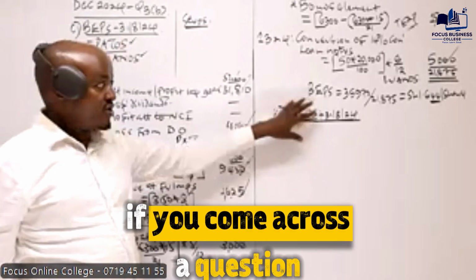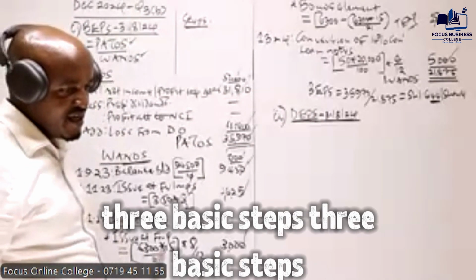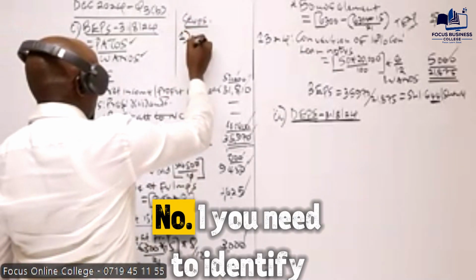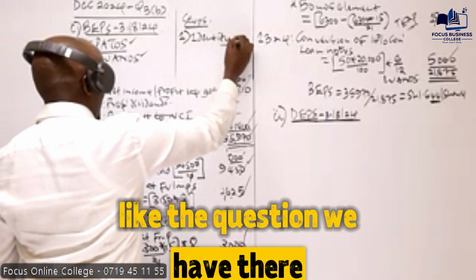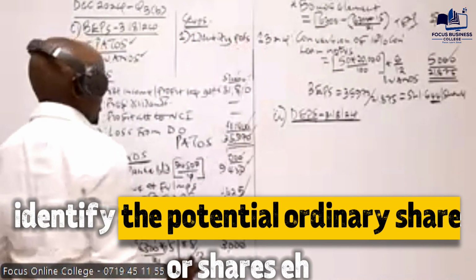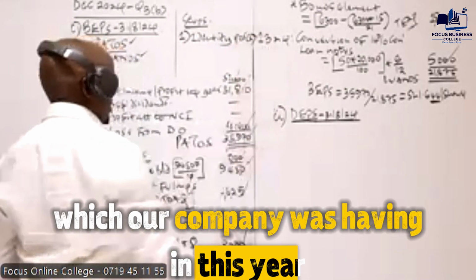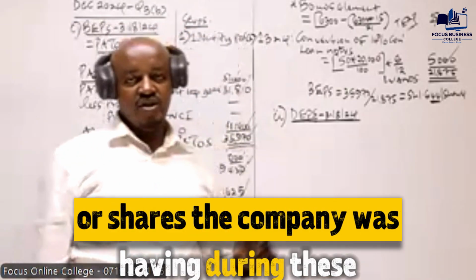If you come across a question where you are required to compute diluted earnings per share, which steps do you need to follow? There are 3 basic steps. Number 1, you need to identify the potential ordinary share or shares which our company was having during this year.